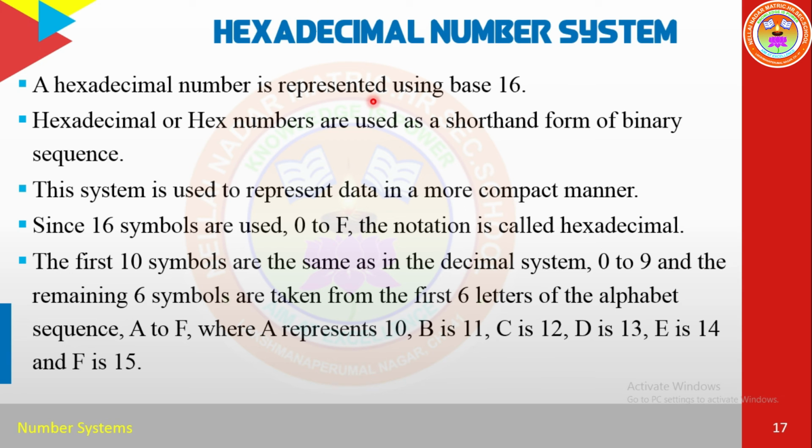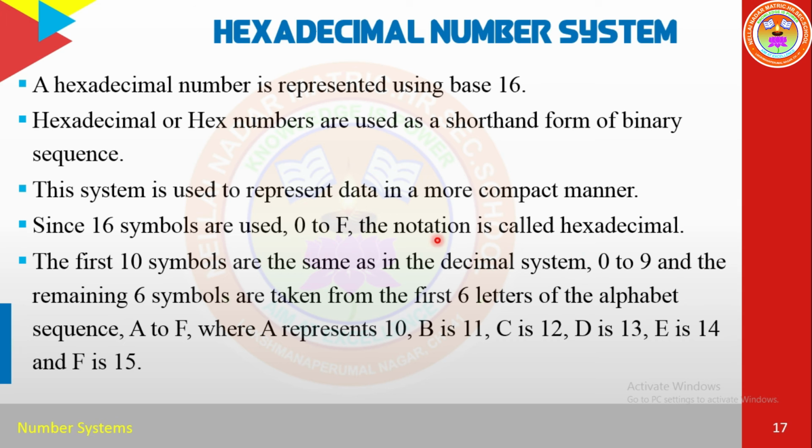Already we discussed the three different types of number system, right? Decimal, binary, octal. This hexadecimal is slightly different. Now feel the difference. This system is used to represent data in a more compact manner. How? Since 16 symbols are used, 0 to F. From 0 to F, the notation is called hexadecimal.